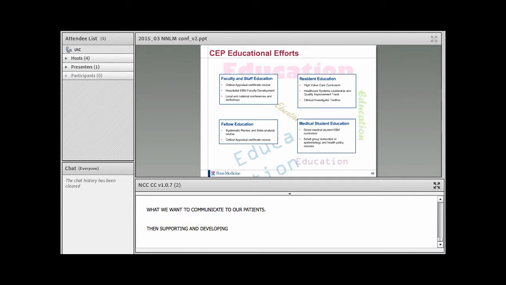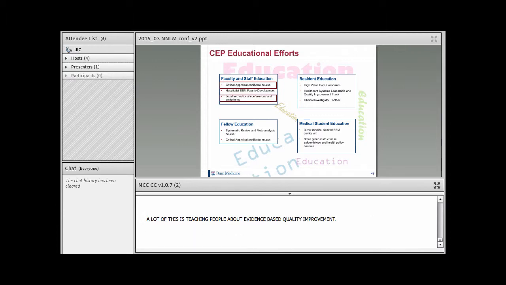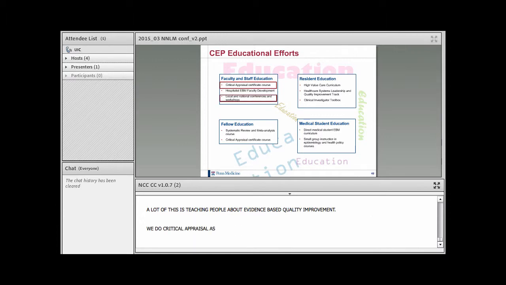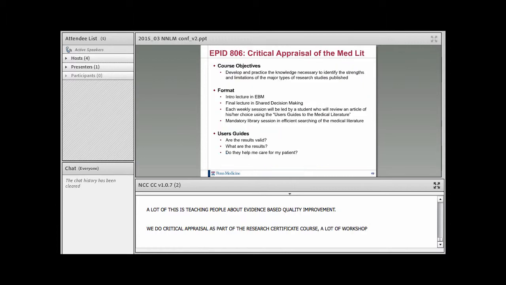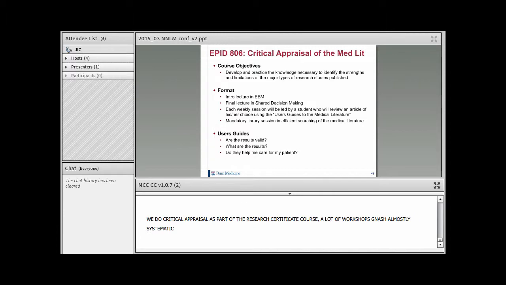So in the last minute or two, I just want to highlight a couple educational efforts that our center is involved in. A lot of this is around teaching people about evidence-based quality improvement. We do a critical appraisal course as part of a research certificate course, a lot of workshops locally and nationally, systematic review education. And our librarians are involved in much of this work.